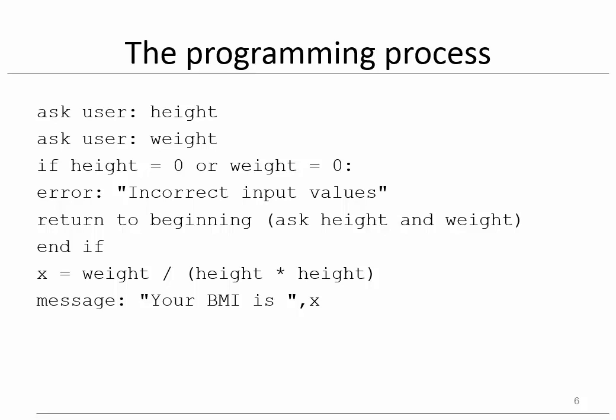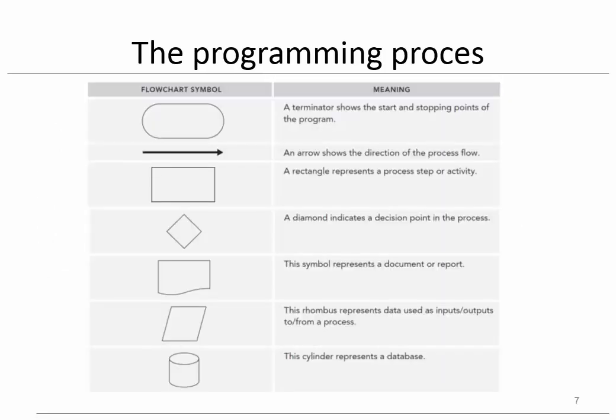Another way of doing this is by using flowcharts. A flowchart provides you with a graphical representation of the various steps that you have to go through as you solve your problem. It makes use of different types of flowchart symbols, which you can see listed here. First, we have a terminator, which shows the start and stopping points of the program. An arrow shows the direction of the process flow.